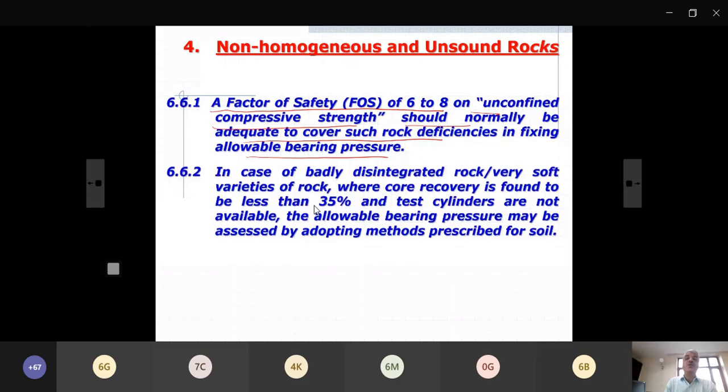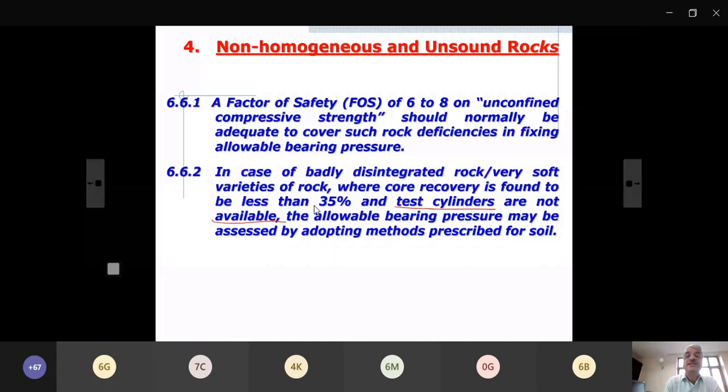And then it says if rock is so badly disintegrated or so soft that core recovery is found to be less than 35%. When you take a core, let us say total length you have driven L, same concept you use in RQD also, and finally core you recover of some length L, then L by L is your core recovery. So if your core recovery is less than 1/3, it means it is highly disintegrated, or it is not even possible to make the test cylinder of that size, 5 cm dia and 10 cm dia.